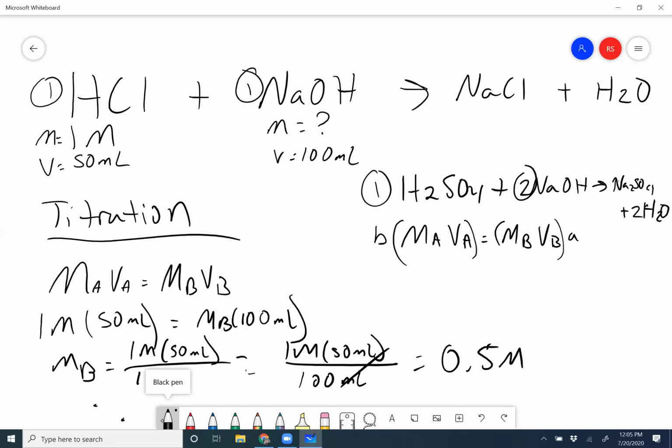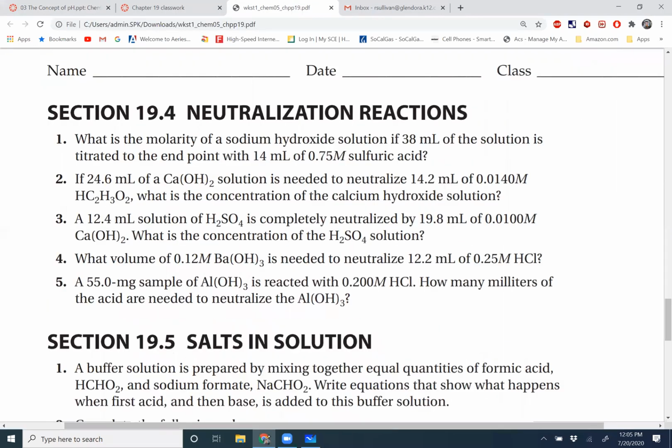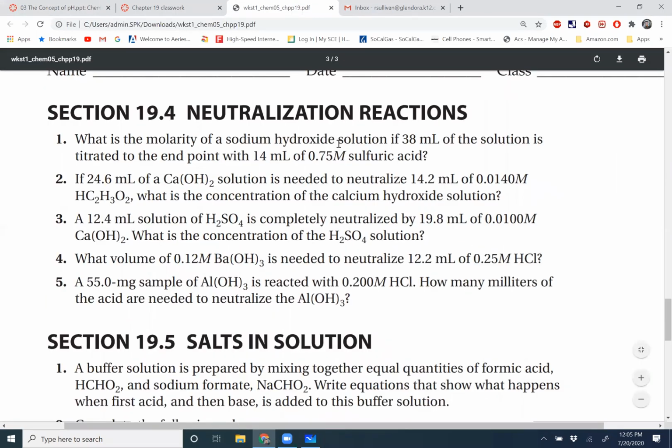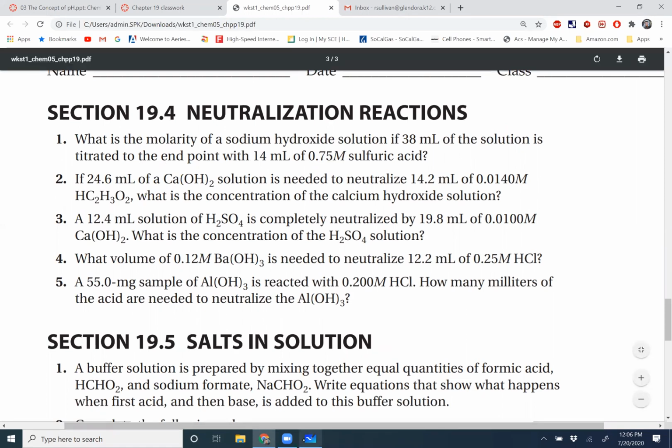If you see them in the worksheet here, if you look there, the very first one, we have to write the chemical reaction between sodium hydroxide and sulfuric acid. You'll notice that's a 1-to-2. And the same thing here. Here, I'll draw a snapshot.